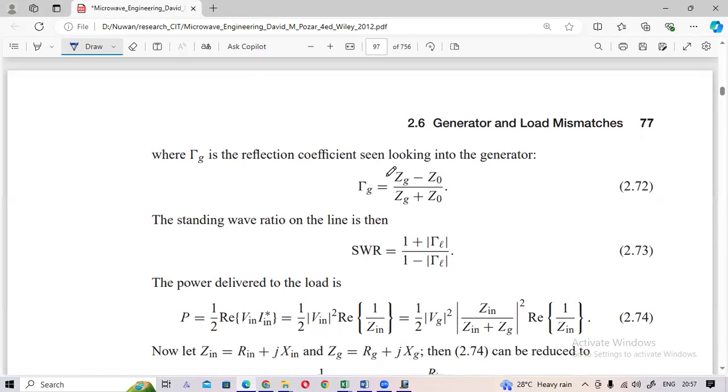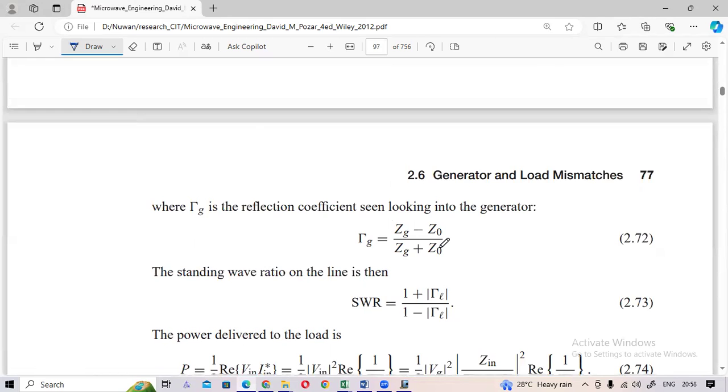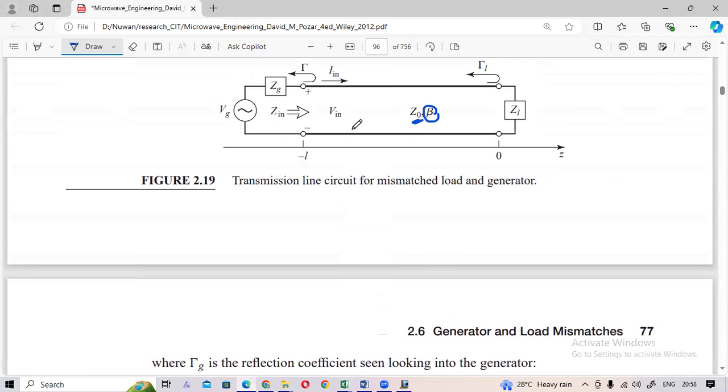So this is the reflection coefficient looking into the generator. That means looking into the generator means this side. They are talking about this side, looking into the generator. From here to here. So reflection happens like this, in this way. Reflection is happening here, no? If you look into the generator.